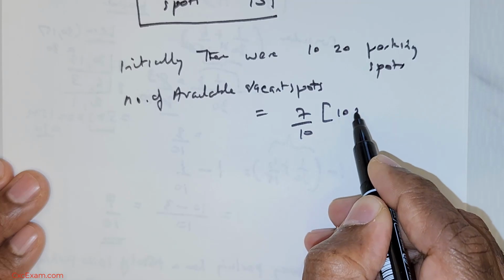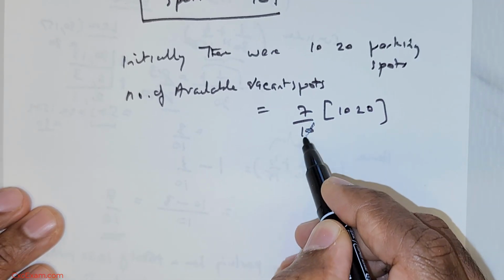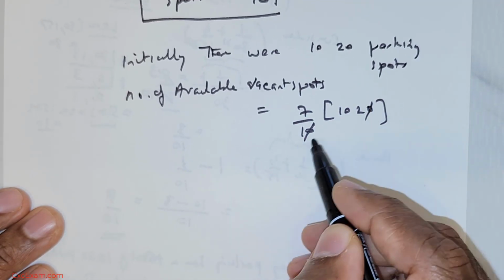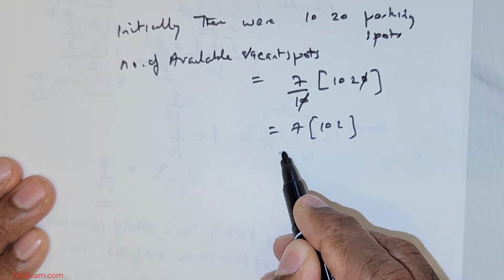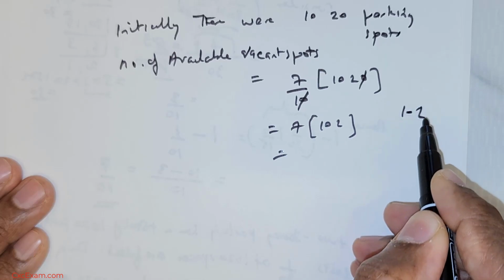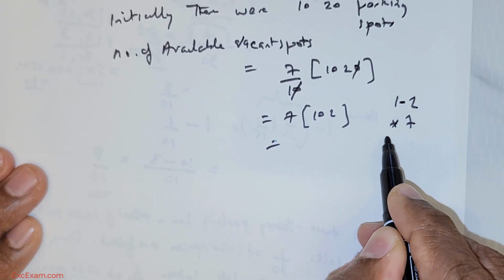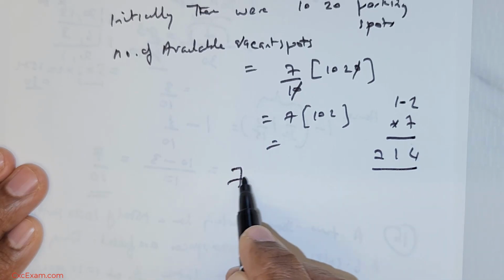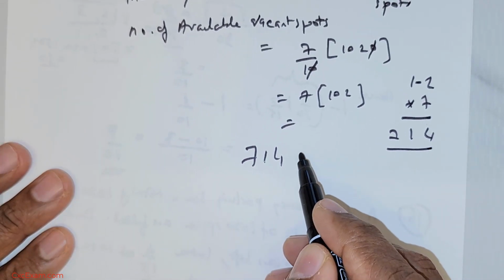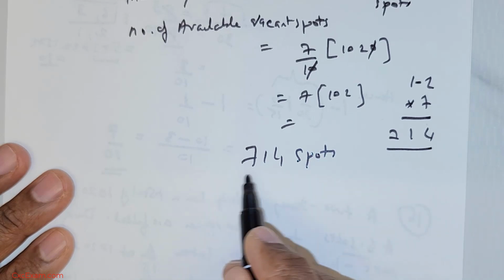7/10 of 1020. The 0 cancels here. That's going to be 7 times 102. So you multiply 102 by 7. 7 times 2 is 14, carry 1, 7. So 714 spots are available.